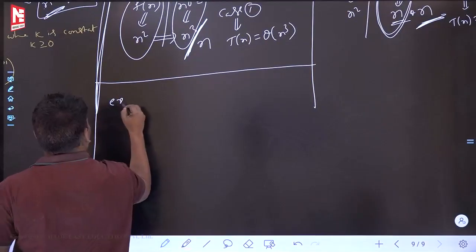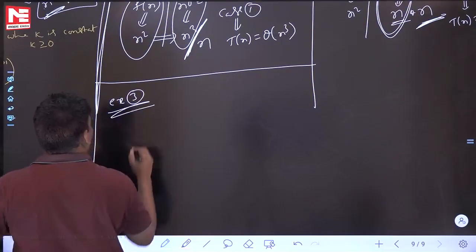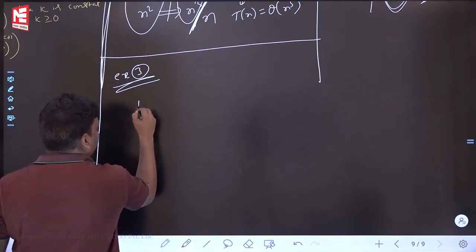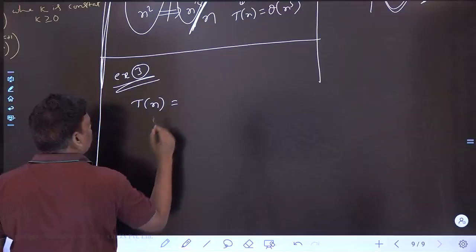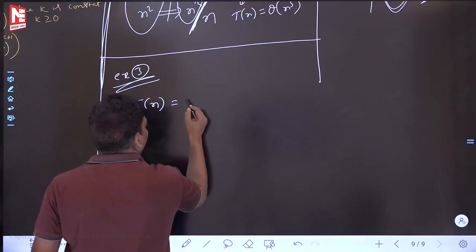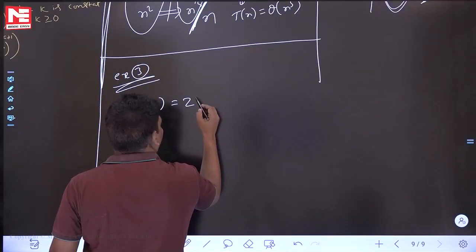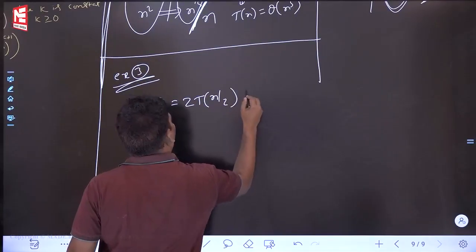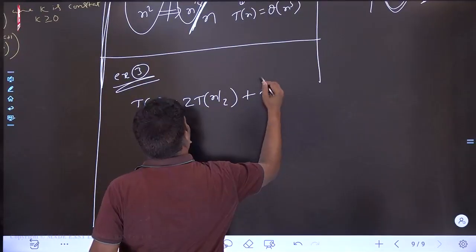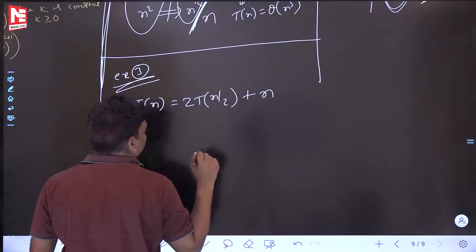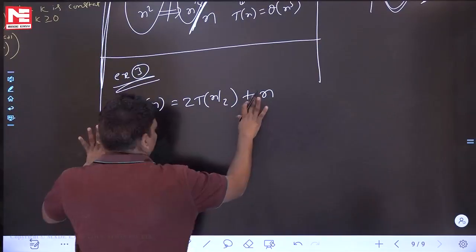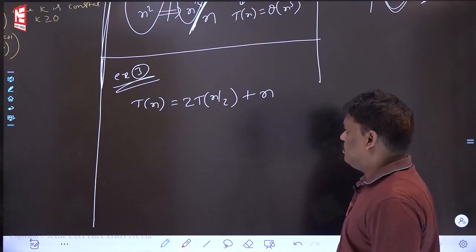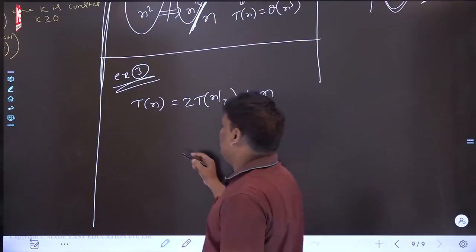Example 3. Guarantee you will get it now. See example 3. T of n is equal to 2T(n/2) plus n. Right, this is the reconciliation, please listen, an interesting one.